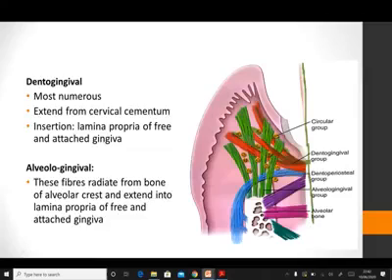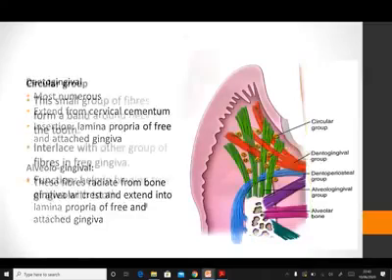The alveolo-gingival, as the name says, these fibers radiate from the alveolar bone, the crest of the alveolar bone basically, and extend into the lamina propria of both the free and the attached gingiva. So the green ones here are the alveolo-gingival. This is your alveolar bone. The alveolo-gingival group originates from the alveolar crest into the free and attached connective tissue or the lamina propria. So these here are the green ones, these are your alveolo-gingival groups.